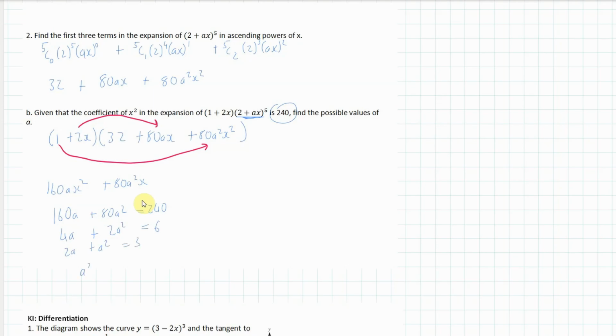Now I'm going to bring everything over to the left-hand side: a squared plus 2a minus 3 equals 0. And so we get (a plus 3)(a minus 1) equals 0. And then the possible values of a equal -3 or +1. And those are our values.